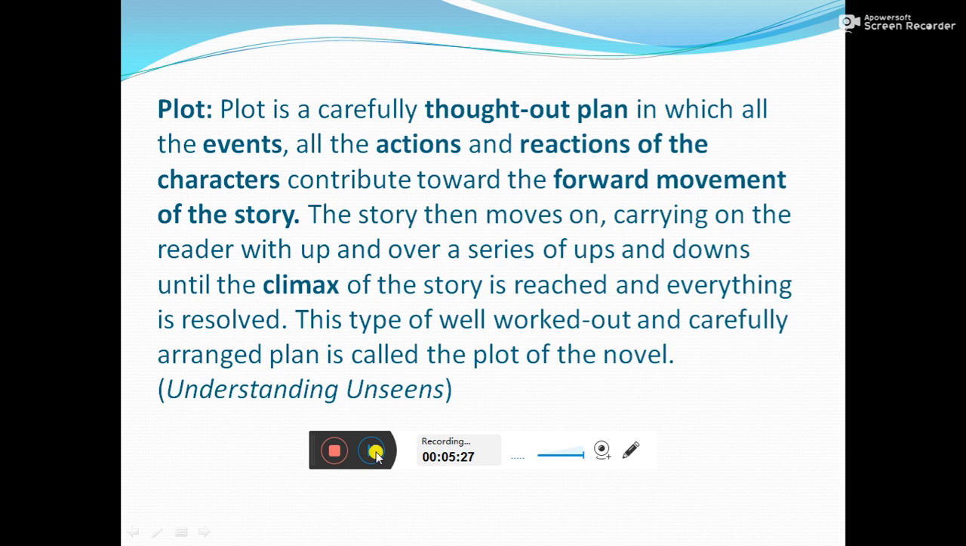So, over a series of ups and downs until the climax of the story is reached. As we are going to see in the next slide, climax is the highest point, the most important point in the novel. Climax of the story is reached, and after the climax, everything gets resolved. The conflict in the novel, what is the conflict? We are going to see that as well afterwards. So, everything is resolved. This type of well worked out, carefully arranged plan is called the plot of the novel.